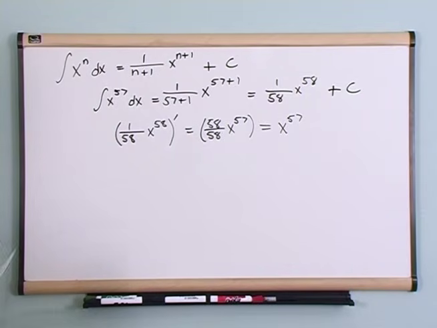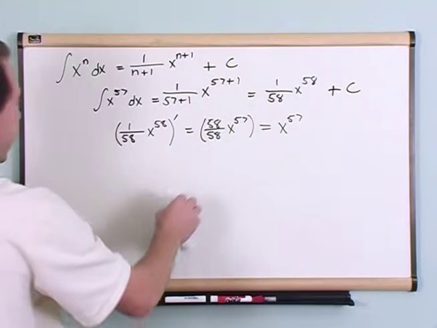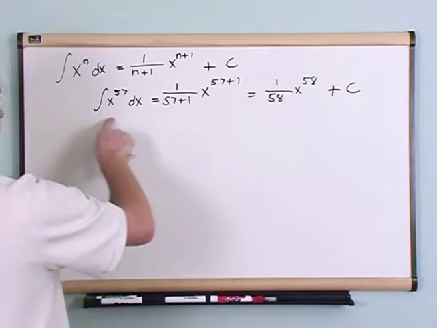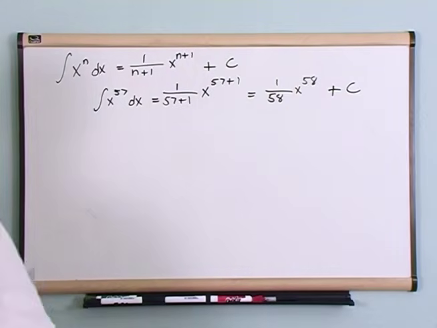Okay? So with derivatives, you end up subtracting 1 to get the exponent, and with integrals, you end up adding 1 to get the exponent. It's really the bottom line. Okay? This is the basic formula for how to integrate a polynomial.